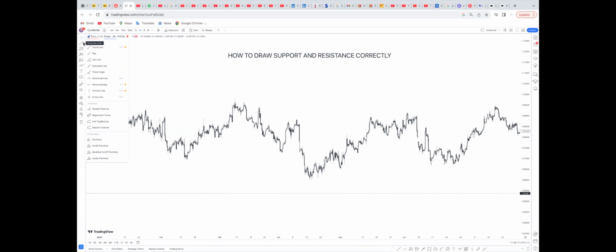All right, so you can find your rectangle tool right here. Basically, this is your rectangle tool, and you can click on it, right? Now, the reason why we use a rectangle tool instead of just a line is basically because your support is not a line. Your support is a zone.